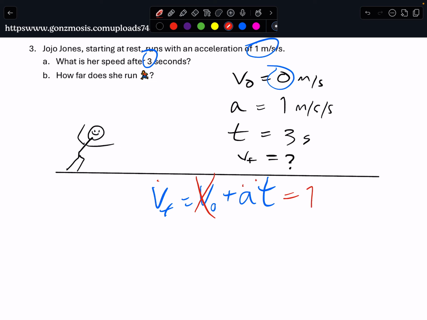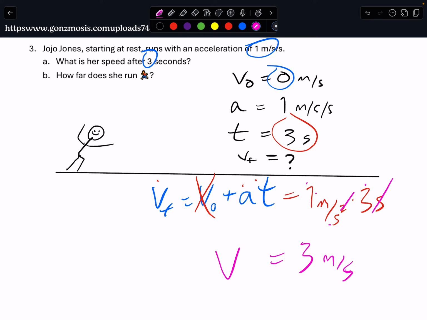So 1 meter per second squared times 3 seconds. So in number land, 1 times 3 is 3. And the dimensions are, this second cancels one of these, so I'm left with meters per second. So there's your final velocity after 3 seconds.